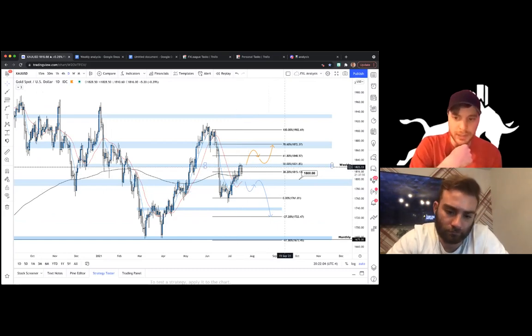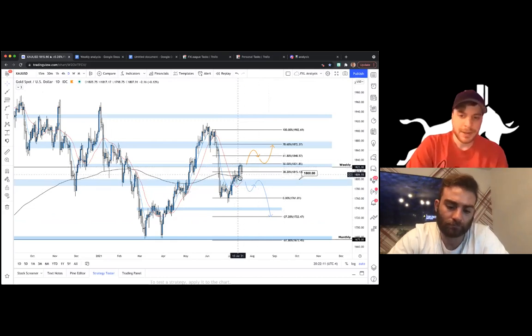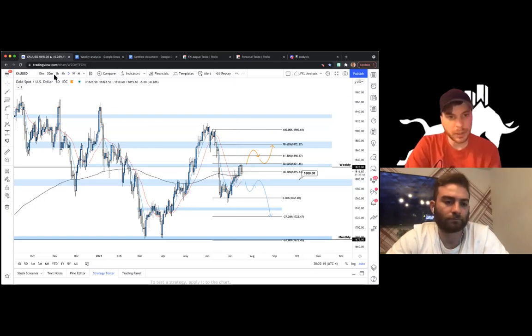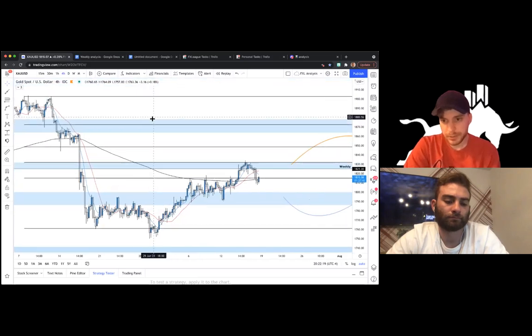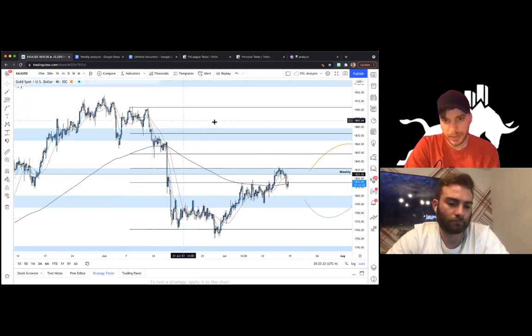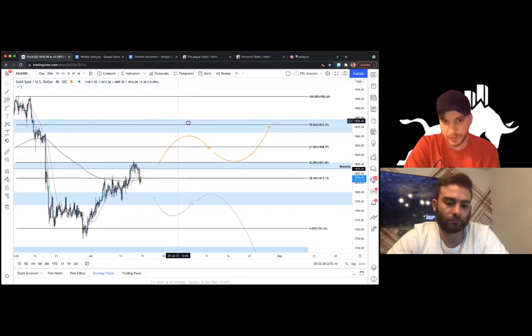We're at our weekly zone at 1825, and also at a 50% fib level. The MAs are right there as well. So it's not the cleanest chart, but we are overall still bearish. So let's now go to the 4 hour and see what's going on. Zoom out a little bit. The thing with this one is these fibs are really extended.